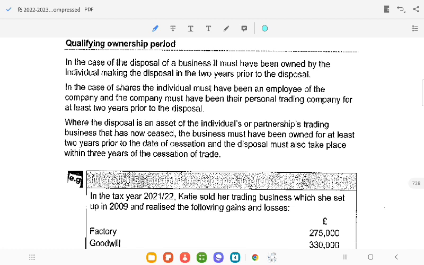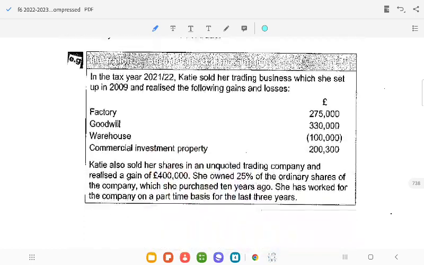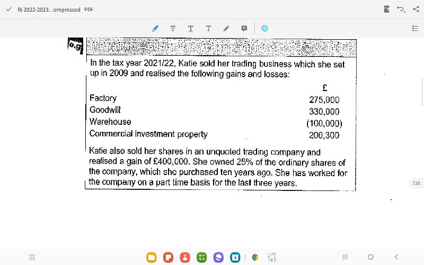Assets that qualify for BADR relief must be owned for at least 2 years before disposal. So in this question, it is a factory, goodwill, warehouse and commercial investment property. Katie also sold her shares in an unquoted trading company and realized a gain of 4 lakh. She owned 25% of the ordinary shares, which means the 5% condition is met here, and she purchased them 10 years ago. The 2-year holding condition is also met.